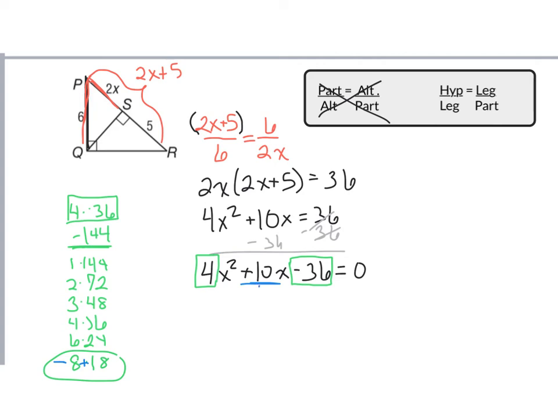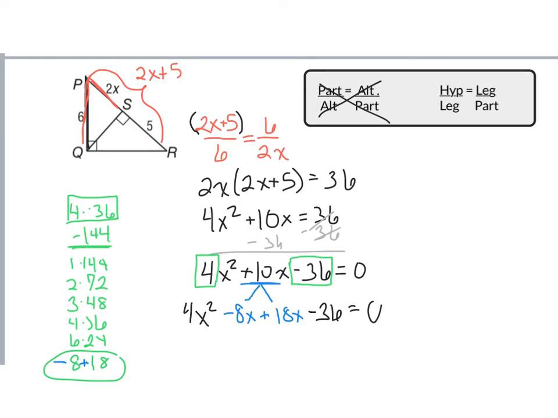Next thing I'm going to do, a little different from before, is I'm going to uncombine my 10x into my negative 8x plus my 18x. So if I combine those together, it gets me back up to that 10x. My other two terms just drop straight down, so my 4x squared comes down, and my negative 36 comes down.